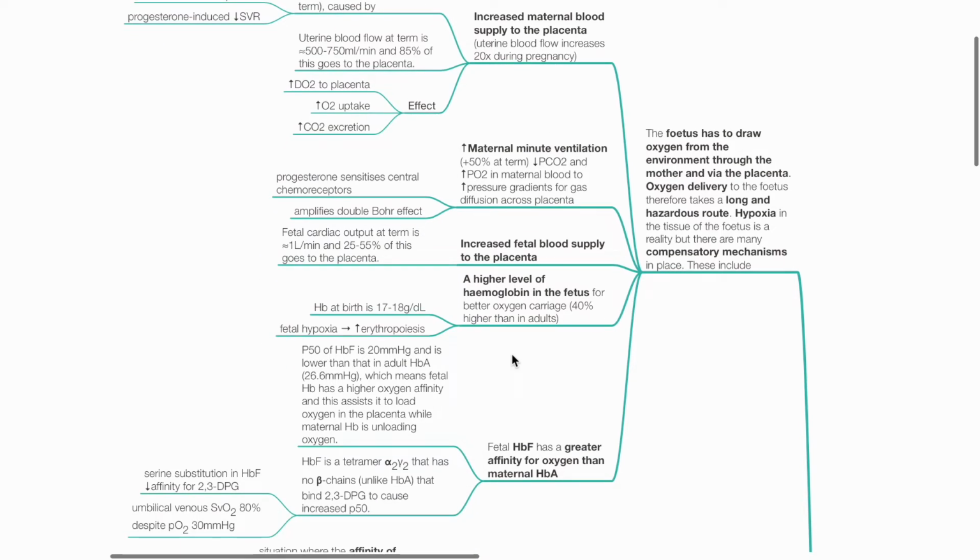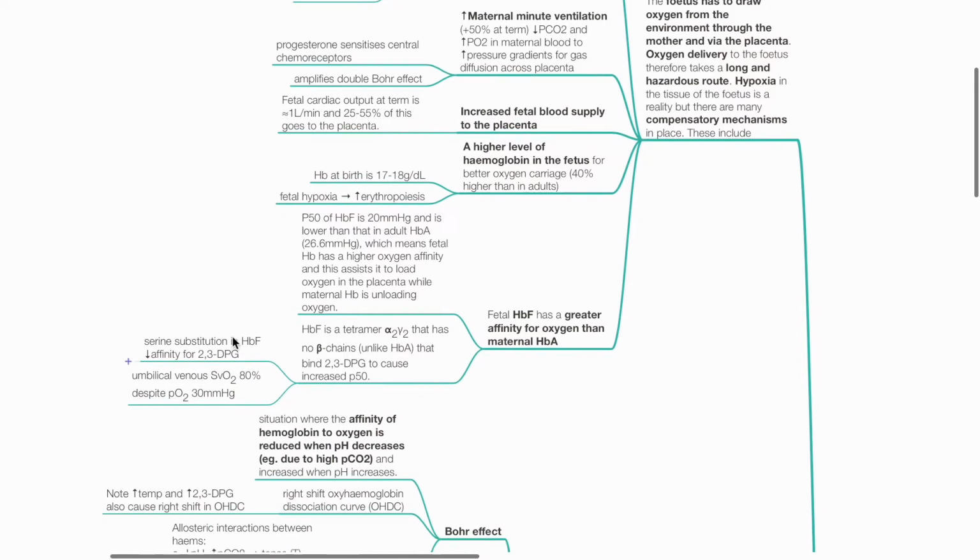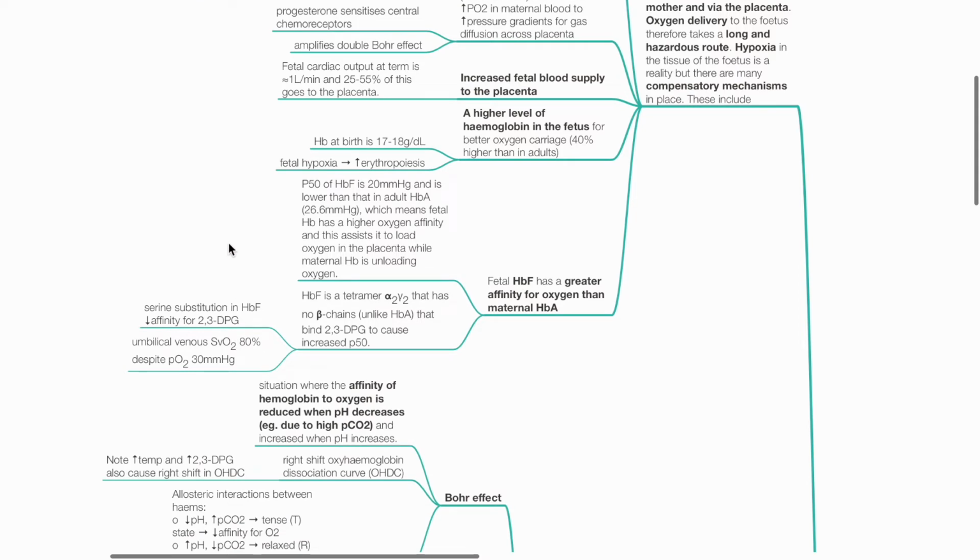Increased fetal blood supply to the placenta. Fetal cardiac output at term is about 1 liter per minute, and 25 to 55% of this goes to the placenta. A higher level of hemoglobin in the fetus enables better oxygen carriage. Hb at birth is 17 to 18 grams per deciliter. Fetal hypoxia stimulates erythropoiesis. Fetal HbF has a greater affinity for oxygen compared with maternal HbA.